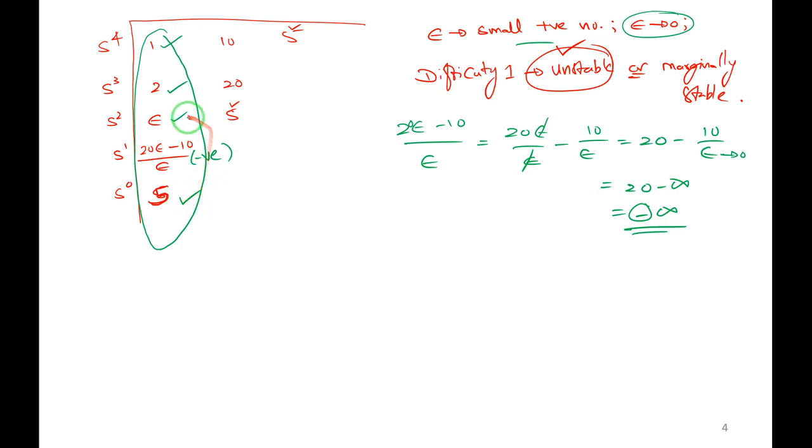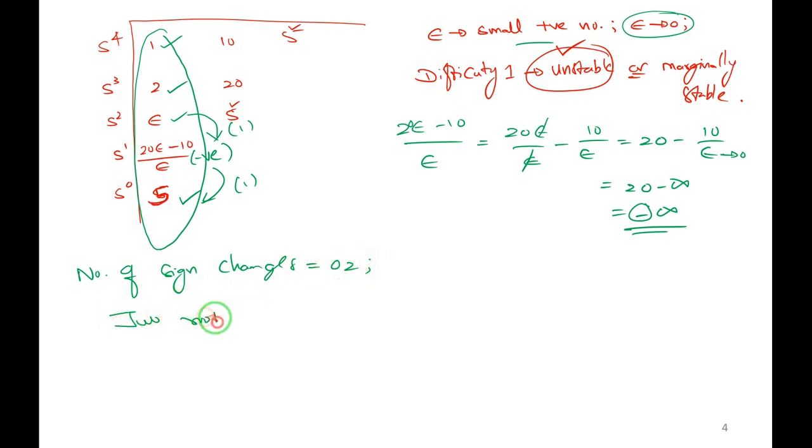So this is positive. So how many sign changes are there? Observe here. This is a positive number, this is positive, this is positive, but this is negative, and this is positive. So from plus to minus, one sign change is there, minus to plus, one sign change. So the number of sign changes is 2. So 2 roots lie in the right half of the S plane. So the given system is unstable.